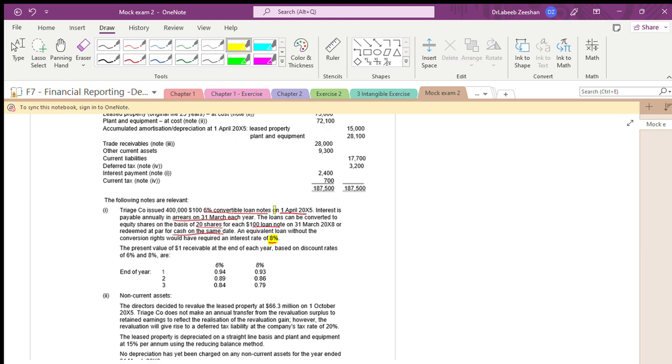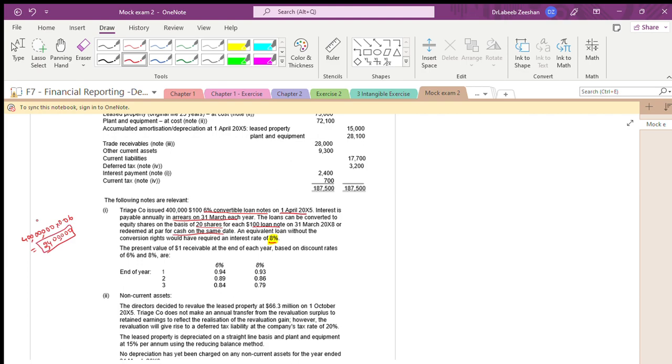400,000, 6% convertible loan. How much interest will you get? 40 million into 0.06. How much will you get? 2.4 million.